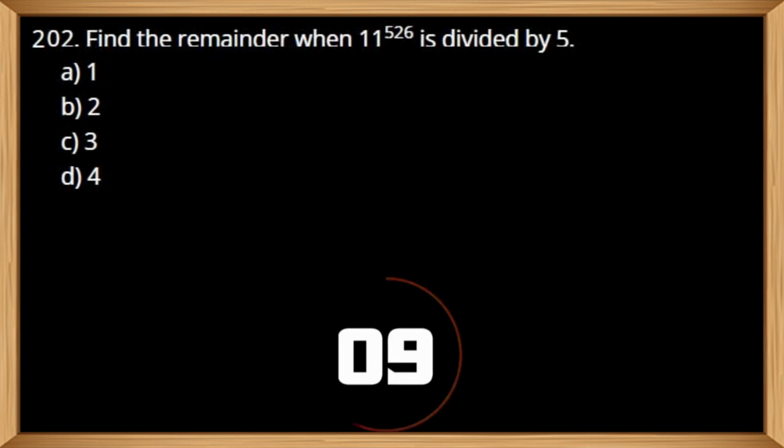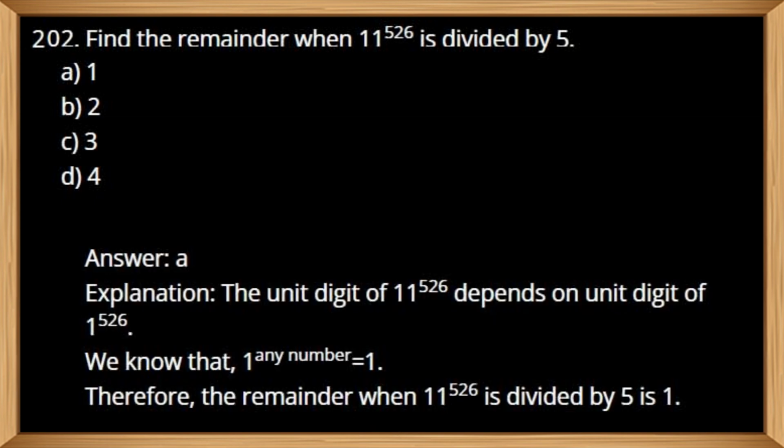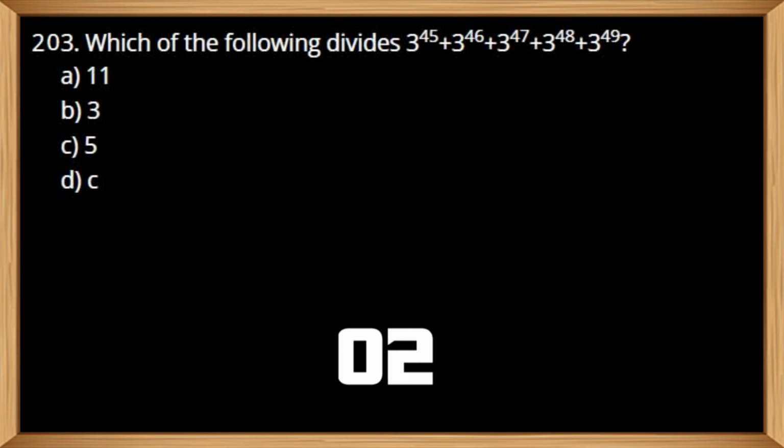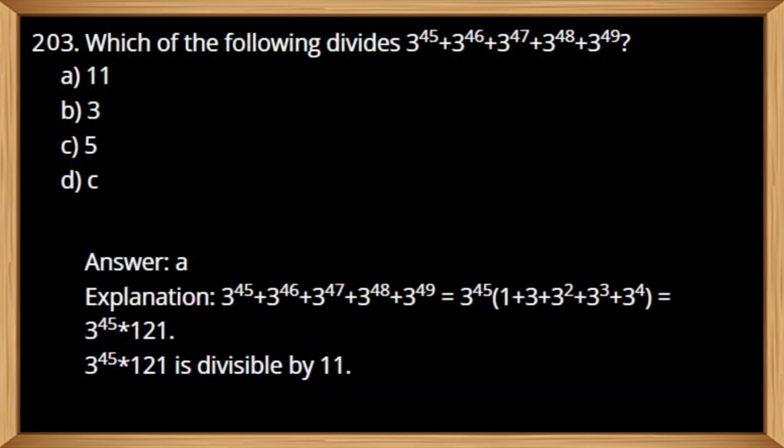Find the remainder when 11 power 526 is divided by 5. Option A, 1. Which of the following divides 3 power 45 plus 3 power 46 plus 3 power 47 plus 3 power 48 plus 3 power 49? Option A, 11.